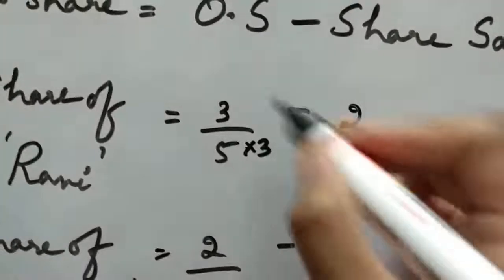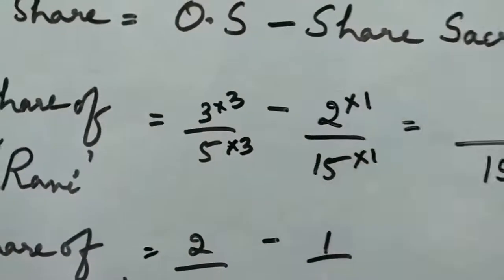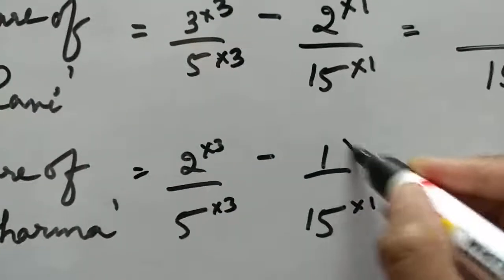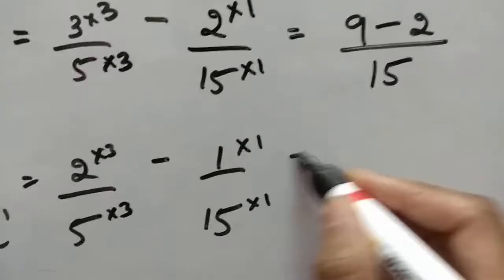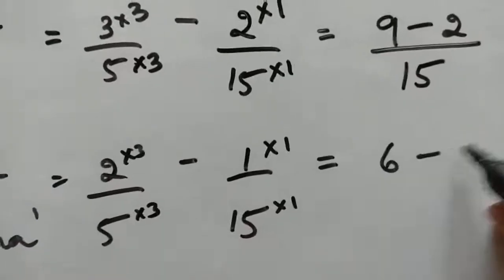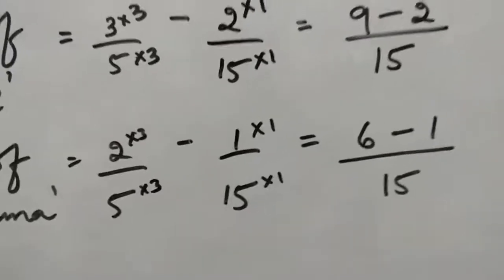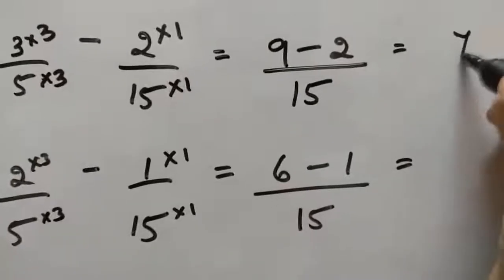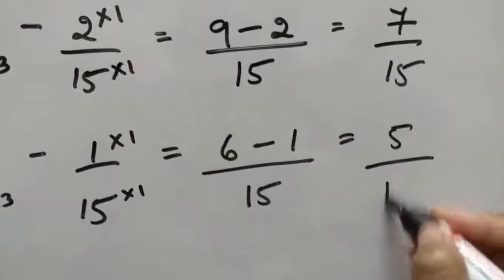5 threes are 15, so 3 is taken to the power of 15. 5 ones are 15 for the 1. Next, the same step: 5 threes are 15. So now 3 threes are 9 minus 2 ones are 2, and here 2 threes are 6 minus 1 one is 1. So the LCM is 15 and the denominator is now equal. Now we take up the values: 9 minus 2 is 7 by 15, and 6 minus 1 is 5 by 15.